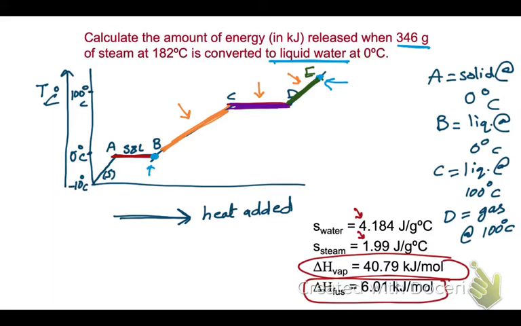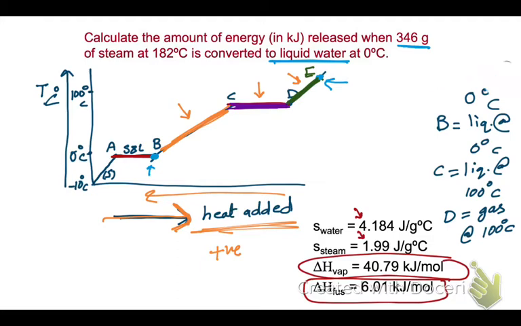Now remember, if I am going in this direction, heat is added and it is positive. But when I go the opposite direction, which is what I am doing right now, that means heat released and it will be negative. So how am I going to calculate that? Let's use the space here. I'm going to erase this part.